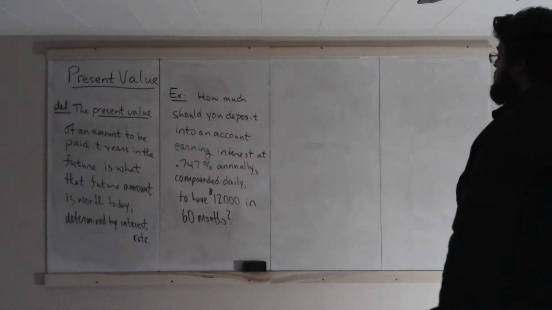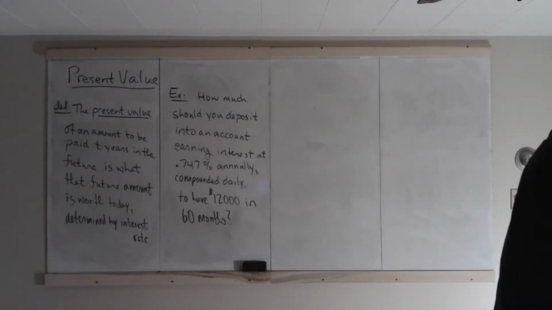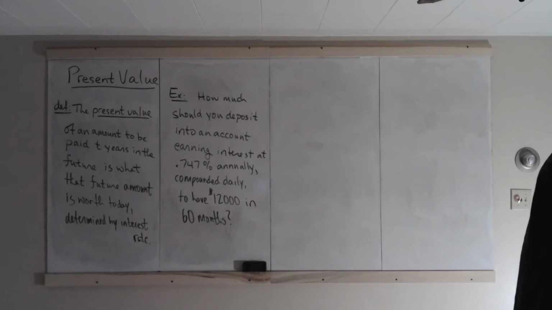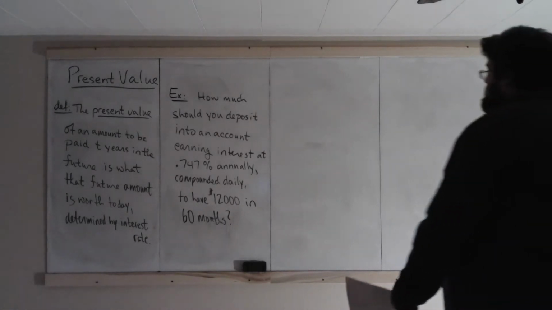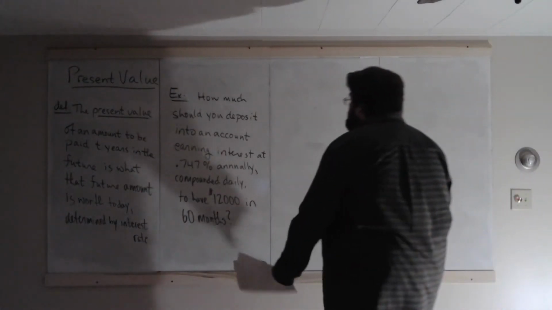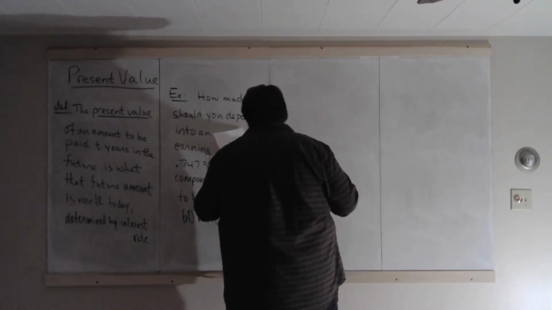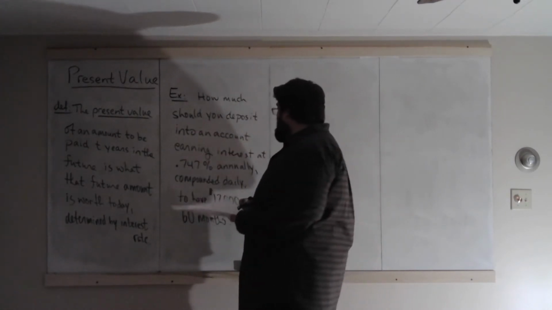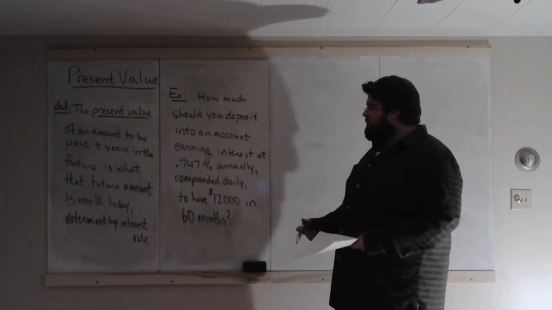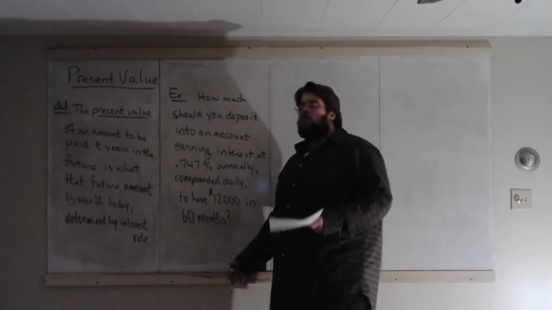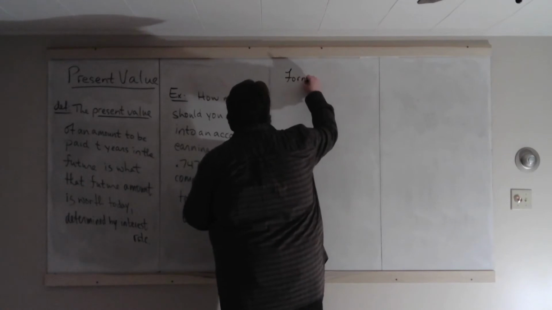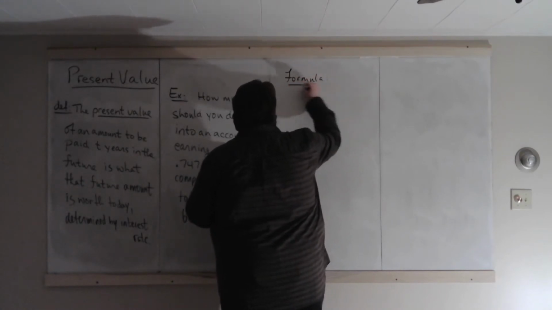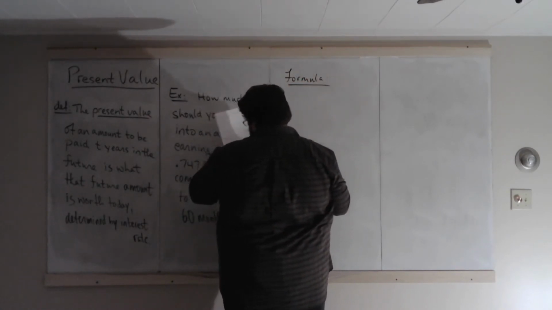So as an example, how much should you deposit into an account earning interest at 0.747% annually, compounded daily, to have $12,000 in 60 months? Well, we'll use the present value formula, which is just solving the compound interest rate for P in that case. So I'll write the formula for present value. Let's define all the variables.